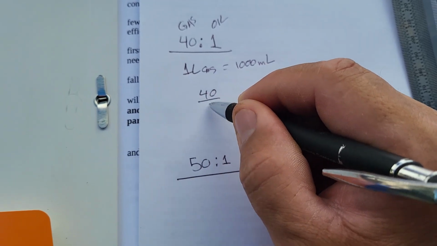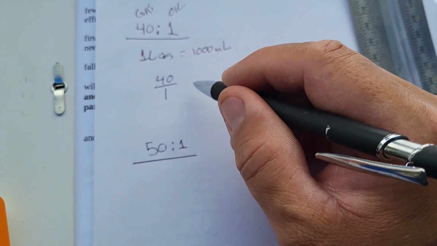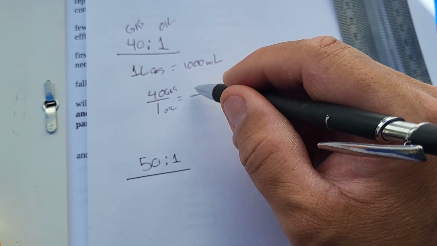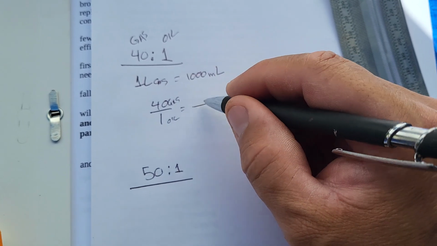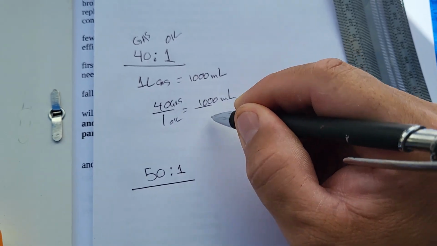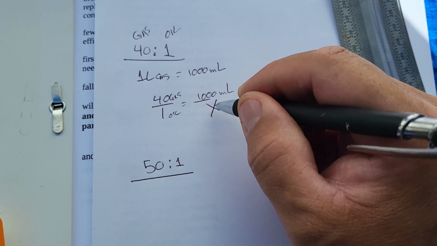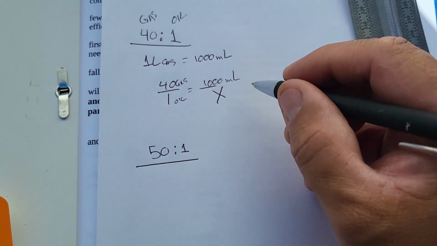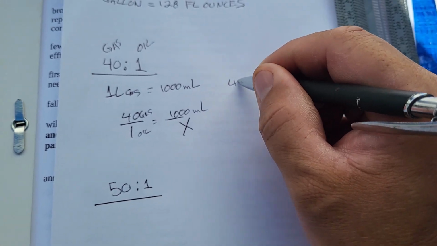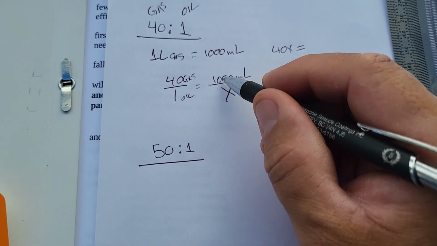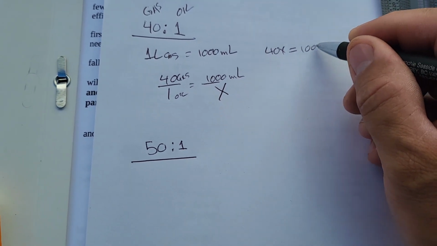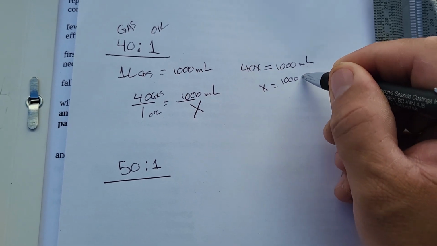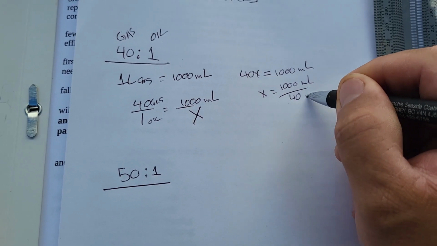Because you want to know how much oil to put into this gas, you're going to go 40 gas, and you have 1,000 milliliters of gas in your gas can. So 1,000. And this is your unknown. You want to know how much oil to put into that. So you multiply these two together, 40x equals, you multiply these two together, you get 1,000 milliliters. So x equals 1,000 over 40.